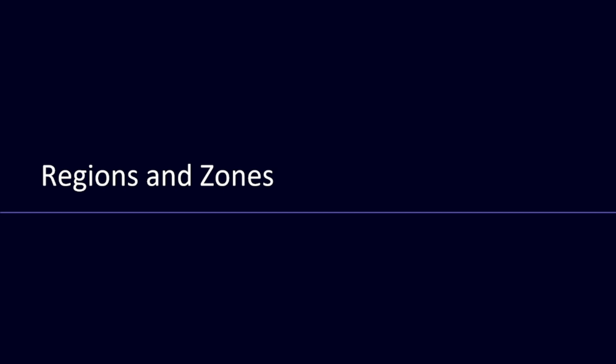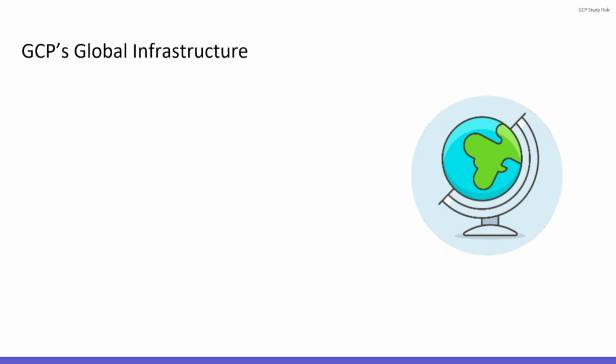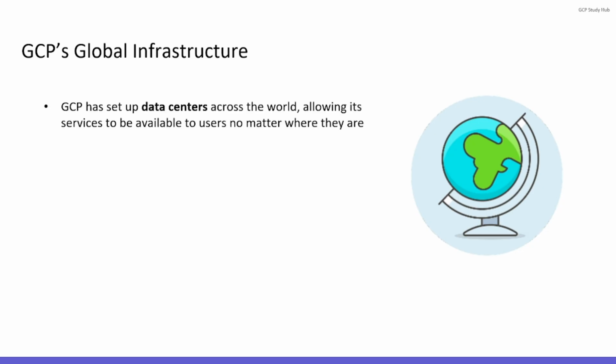Now let's talk about regions and zones in GCP. Let's talk about how GCP connects the world through its global infrastructure. GCP has built data centers across the world, making its services available no matter where users are located. This is key to ensuring that businesses and applications can serve customers globally. GCP organizes its data centers into regions and zones.